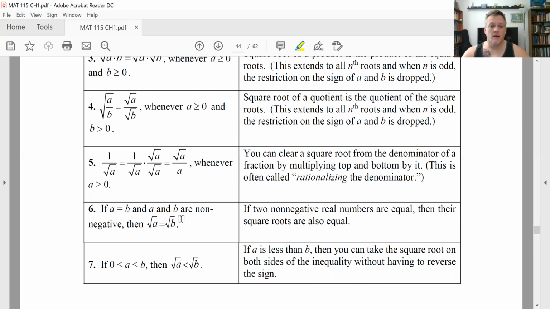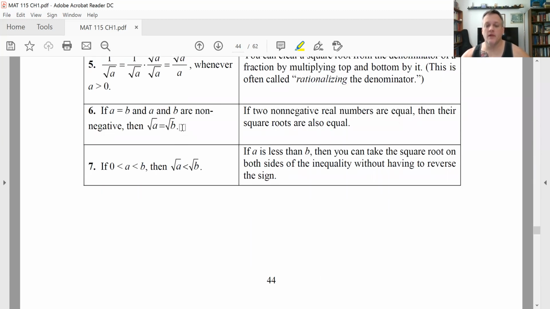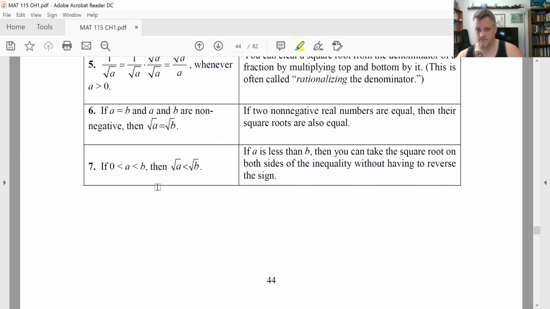All right, 6 and 7 are kind of natural sort of things, but they'll help you later on when you're trying to solve equations by taking a square root of both sides. So if you have 2 quantities that you know to be equal, and those quantities are non-negative, you can take the square root of both of them, and you get the same thing back. So it preserves the equality in that case. Furthermore, it preserves the inequality. So if you have 2 positive numbers, one less than another, if you take square roots across that inequality, it's maintained.